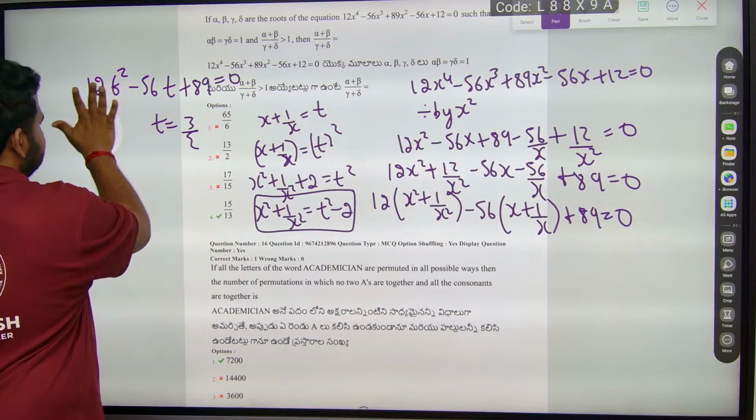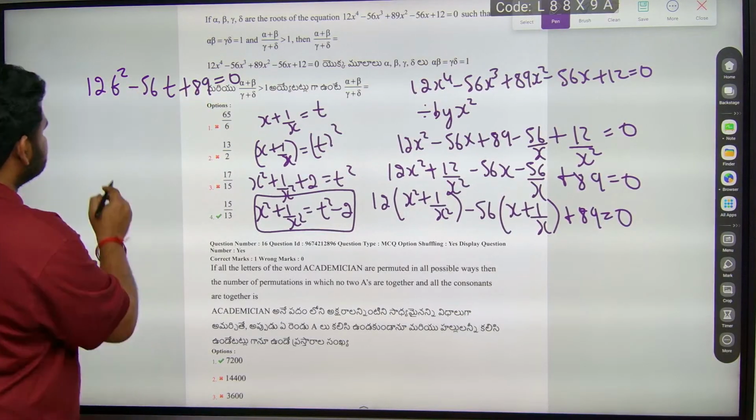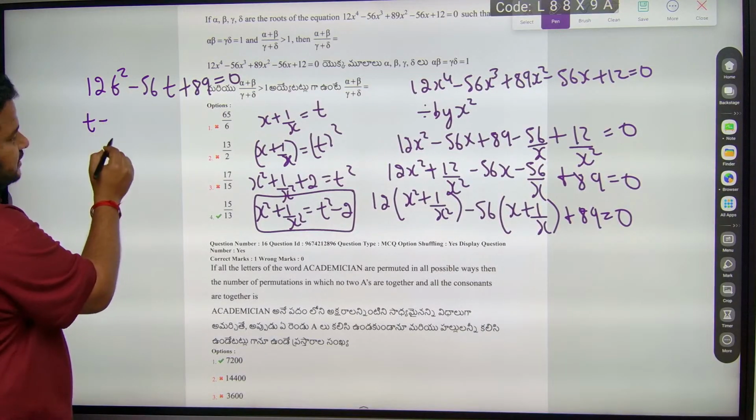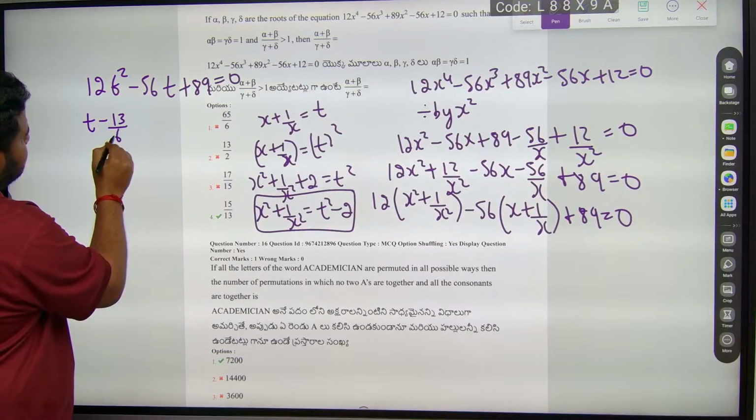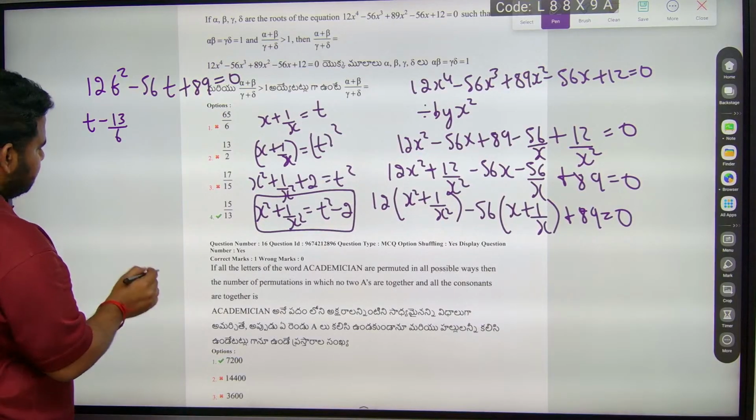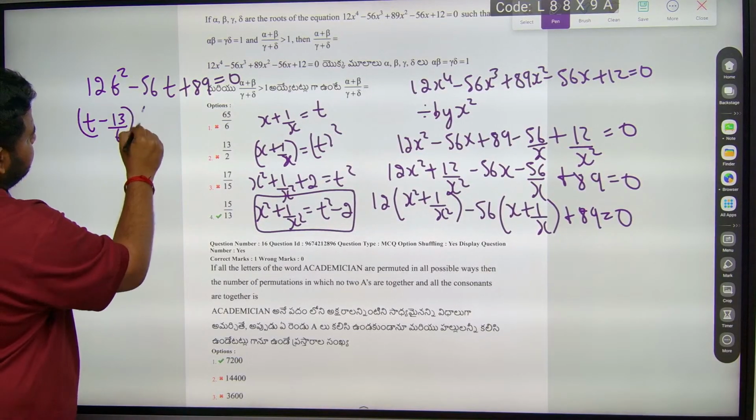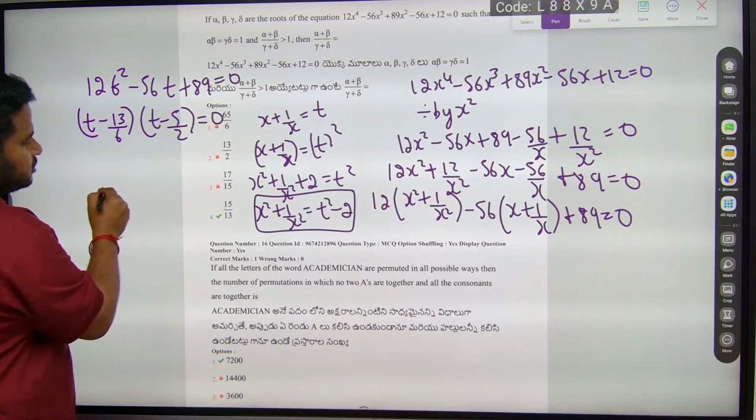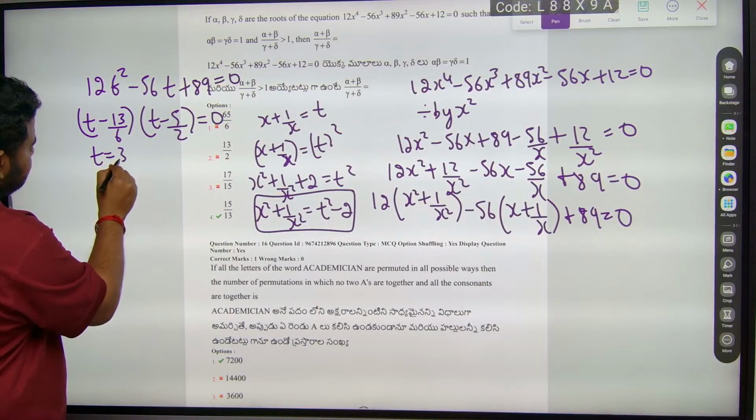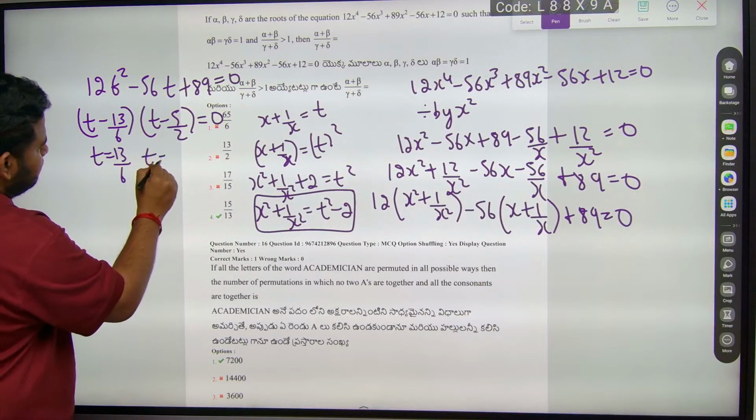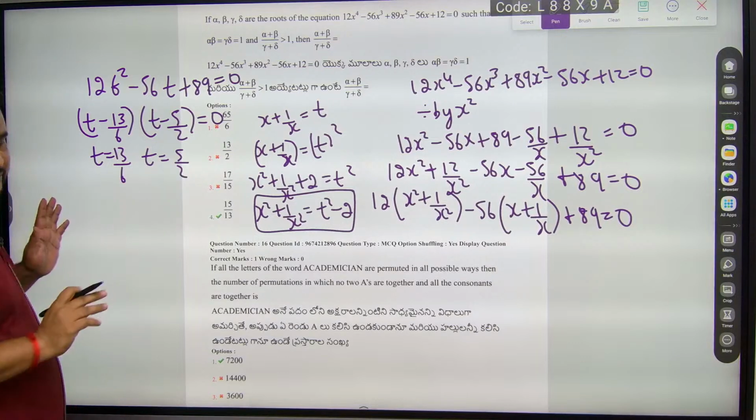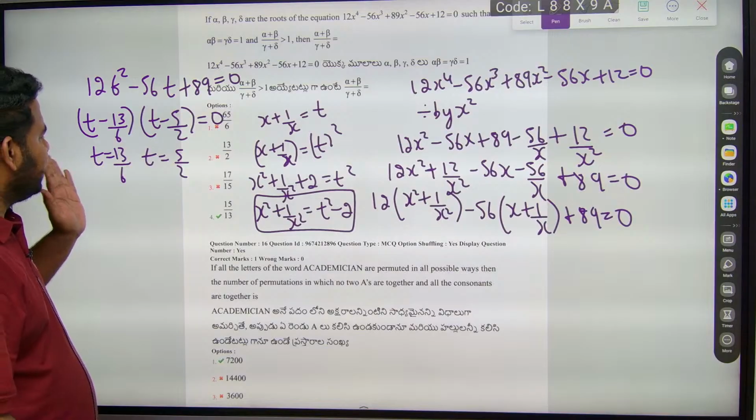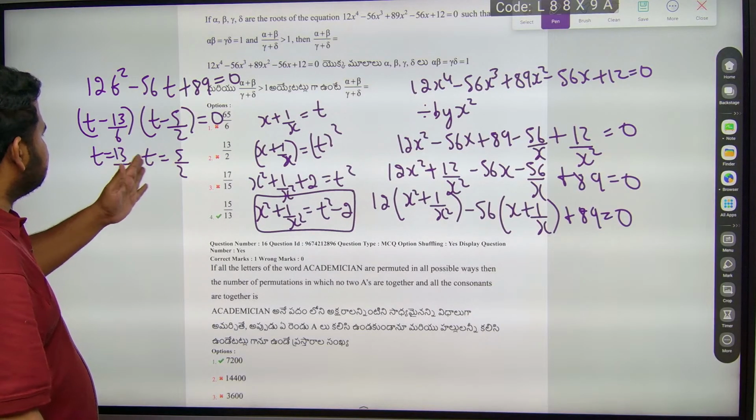On solving this, we will get t minus 13 by 6 times t minus 5 by 2 equal to 0. If I equate it to 0, t is equal to 13 by 6 and t is equal to 5 by 2. These are the t values I got.